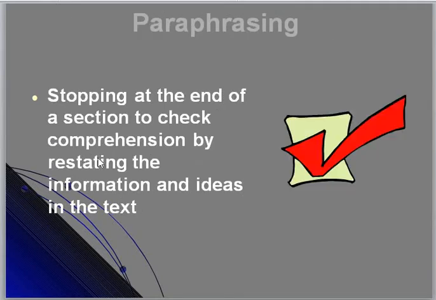The other strategy is paraphrasing. You can ask your student to stop at the end of a section or at the end of a paragraph and check comprehension by restating the information and ideas in the text. You can ask your students that after reading a few lines or one paragraph, they stop at that place and rephrase, restate in their own language what they have read. You can employ this strategy to check the comprehension of the students, how much information and how many ideas they are getting from the written text.